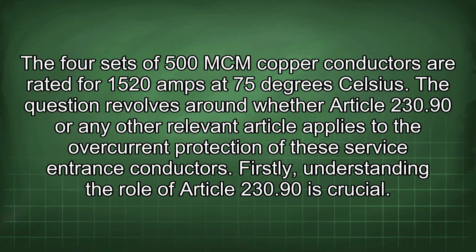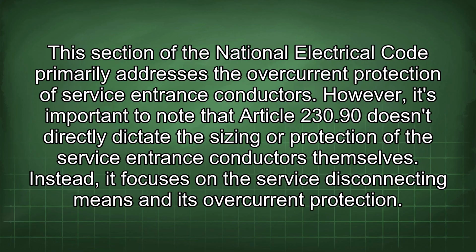The question revolves around whether Article 230.90 or any other relevant article applies to the overcurrent protection of these service entrance conductors. Firstly, understanding the role of Article 230.90 is crucial. This section of the National Electrical Code primarily addresses the overcurrent protection of service entrance conductors. However, it's important to note that Article 230.90 doesn't directly dictate the sizing or protection of the service entrance conductors themselves. Instead, it focuses on the service disconnecting means and its overcurrent protection.